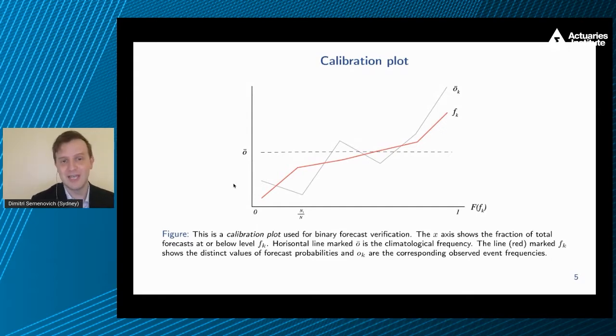To summarize that setup, this is how you could plot the information that you've collected. This is what you call a calibration plot. On the x-axis, we have the fraction of all the forecasts at that level or below, and so it goes from 0 to 100%. The red line shows the actual forecast value for that bin. Here we have some forecasts close to 0, then a finer gradation towards the middle, and then a large value as well. The dashed horizontal line is the average frequency, and the gray line is the average frequency for each of the historical forecast levels.